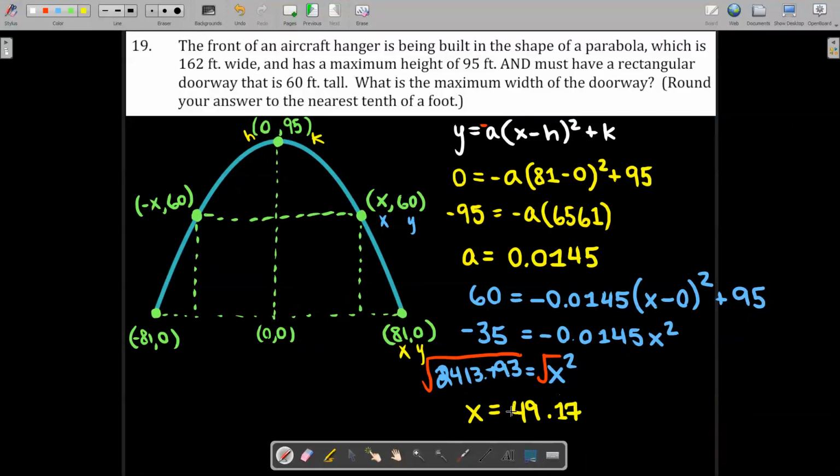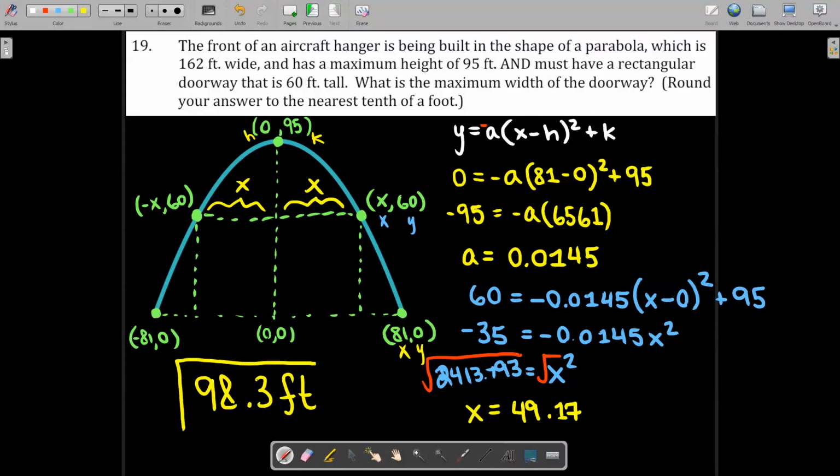And now this is the x value, but remember, we're looking for 2x because this is a distance of x and this is a distance of x, and we want the total width of the door. So the width of the door is, drum roll please, going to be 98 point, and it says 1/10 of a foot, so 98.3 feet. And all we did to get this was multiply 49.17 by 2 and then round. Okay, quite a problem. It shouldn't be too hard as long as you look over this and then do a little bit of practice with it.